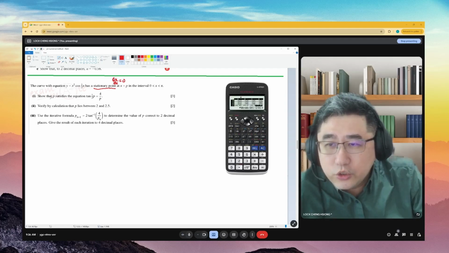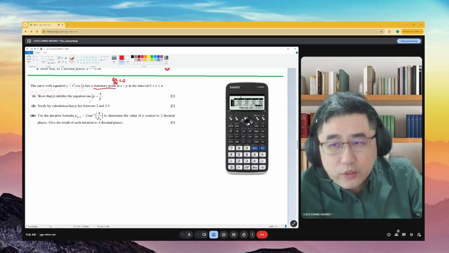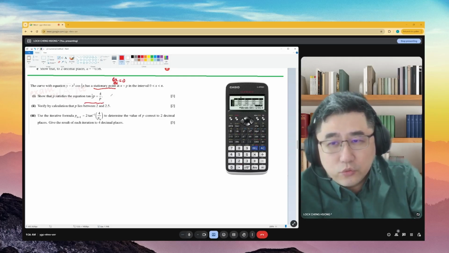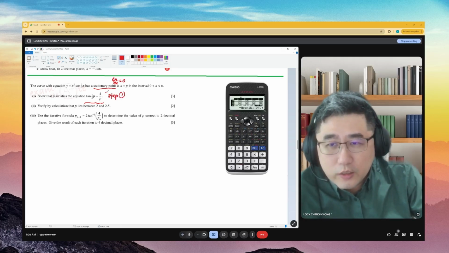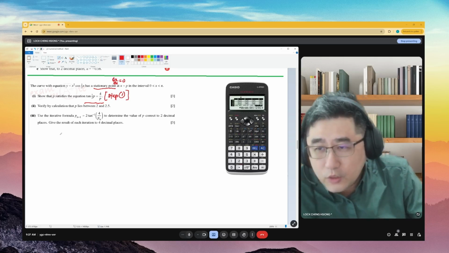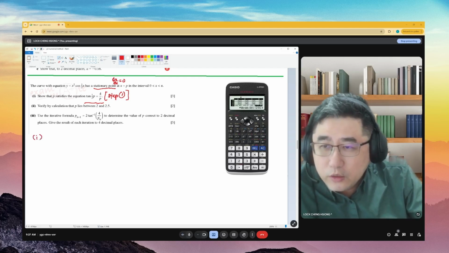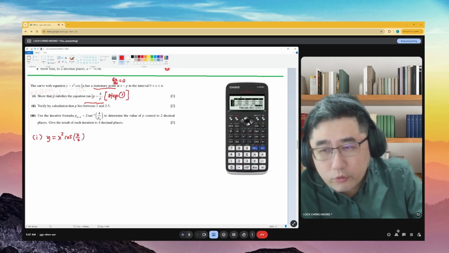Then show that p satisfies this equation. Okay, so in other words, this is actually referring to step 1, form the equation. Step 1 of the iteration procedure. So let's see how it works. So y equals x squared cos of x over 2. That will be our original equation.